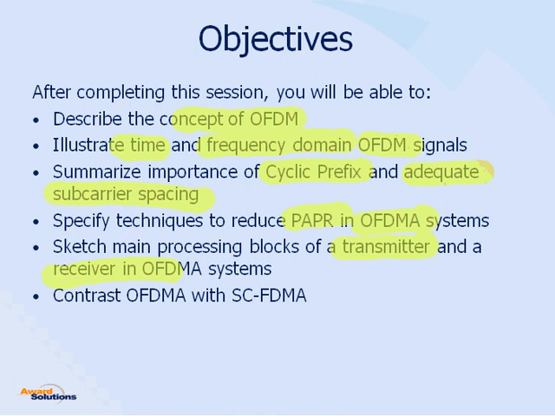LTE system utilizes traditional scalable OFDMA, orthogonal frequency division multiple access, in the downlink. So OFDMA is used in the downlink. In the uplink, we use a variation of OFDMA, and that is called SC-FDMA. So we will see the difference between the two. So that's what we have on our plate today.